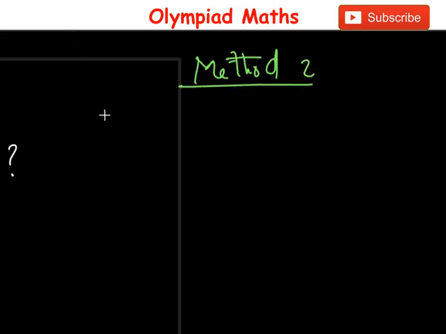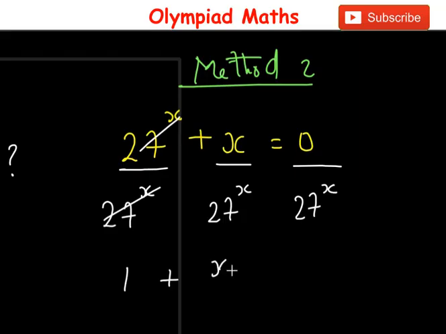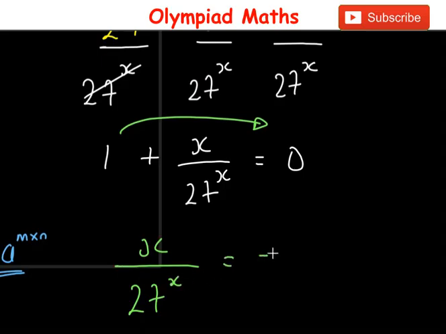So the equation, which is 27 raised to power x plus x is equal to 0. So what we are going to do is to divide this equation by 27 raised to power x. Once we do this, we have 1 plus x over 27 raised to power x is equal to 0 over this, which is 0. And from here, move 1 over to the right hand side. This becomes x over 27 raised to power x is equal to minus 1.